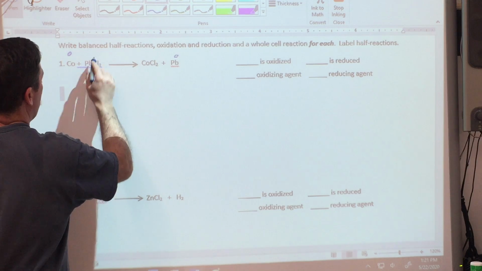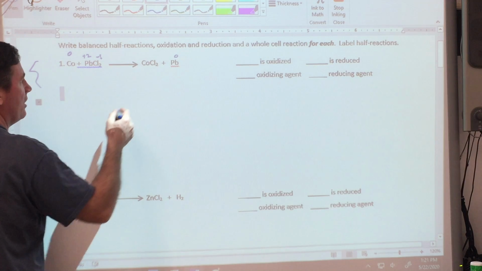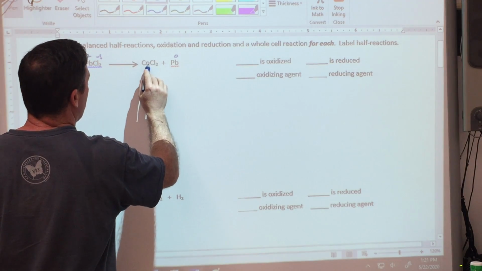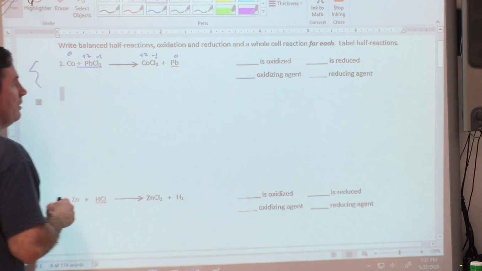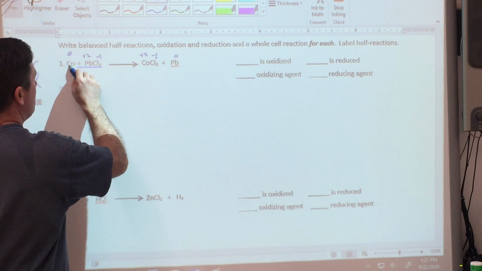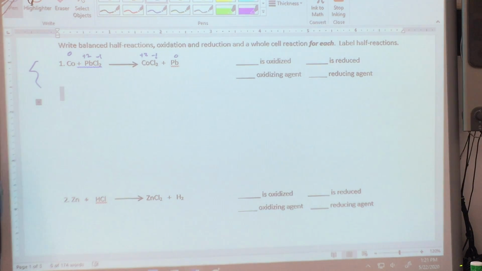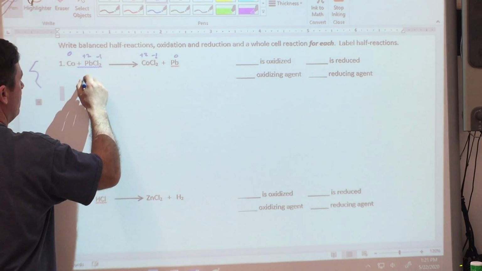Okay, that 2 came from the lead, so that's a positive 2. Chlorine is typically a negative 1. That 2 came from the cobalt, so that's a positive 2, and chlorine again is a negative 1. So, anytime we have an atom by itself and then later on combined with something like in a single displacement or single replacement reaction, we know it's redox. So let's start with that.